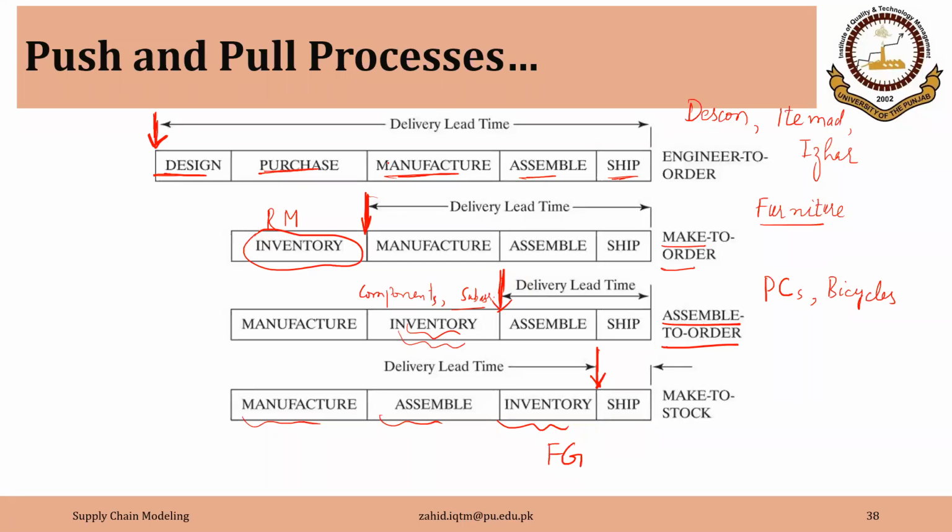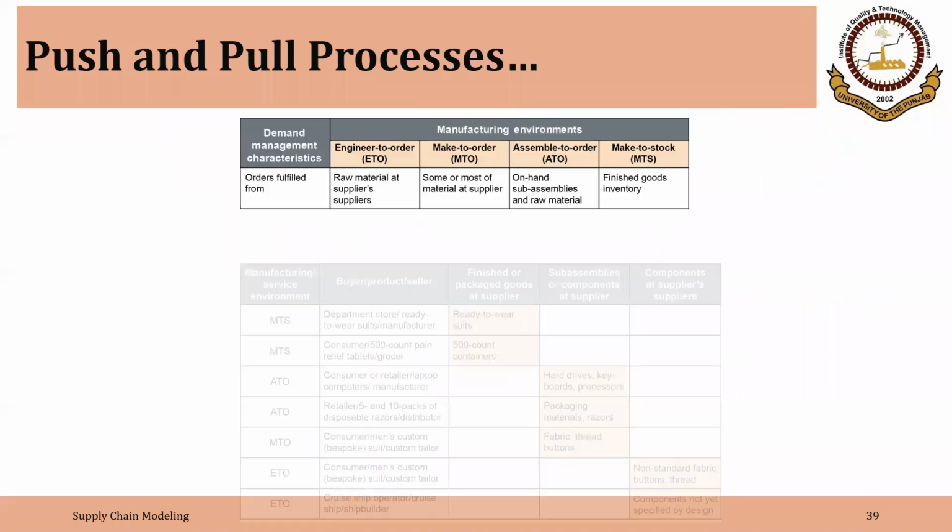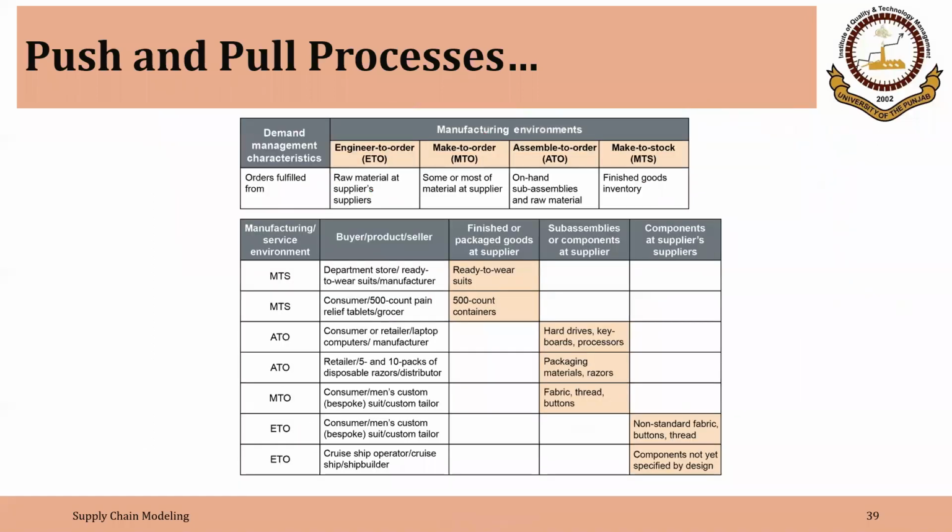So you can notice that the delivery lead time is the longest in engineer to order. It is relatively small in make to order, smaller in assemble to order, and smallest in the case of make to stock. So delivery lead time is the time between the receipt of customer order and the delivery of the product. So push type supply chains are forecast driven and pull type are demand driven. We will explain this point later. So here are some examples.